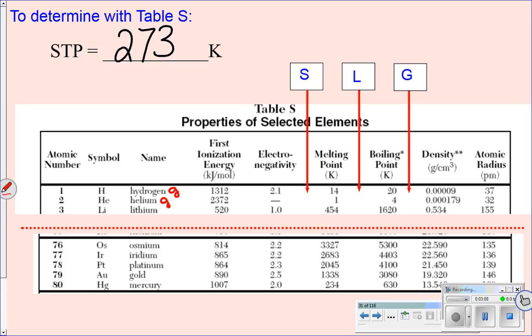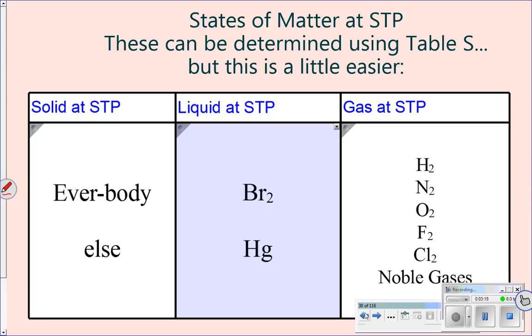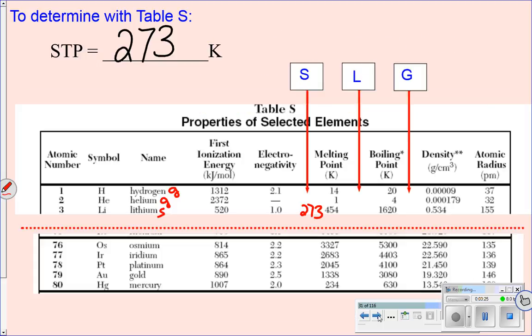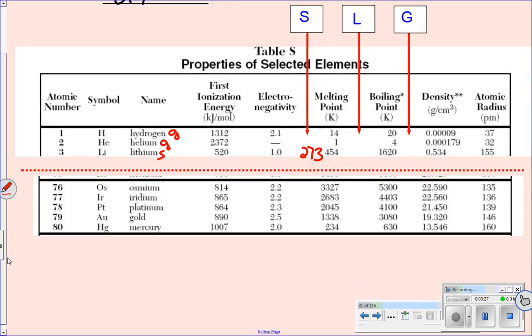Now for lithium, 273 is way down here below 454. So that tells me that I expect lithium to be a solid. And lithium is not one of the liquids or gases that I have listed here. So it's in the everybody else category. It's going to be a solid. Now to show you one that's a liquid, I decided to show you mercury. 273 is above 234 and below 630. So that's what tells me that mercury is going to be a liquid.